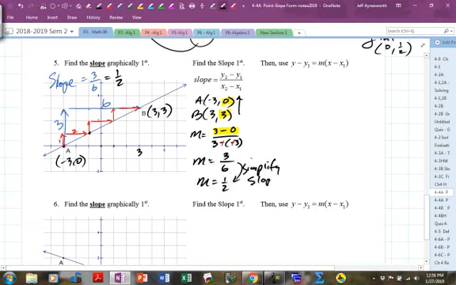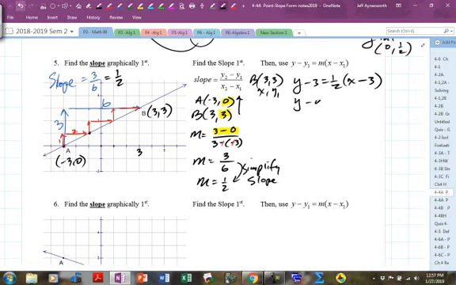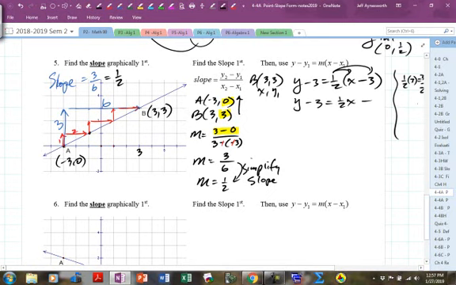All right, now let's pick a point. Let's pick B. So 3 comma 3, that's x1 comma y1. So here we go. y minus 3 is equal to 1/2 times x minus 3. Distributing through, you get y minus 3 is equal to 1/2 x minus 1/2 times 3. Now 1/2 times 3 is 3/2, which is 1.5. So you subtract 1.5 here. And then you add 3.